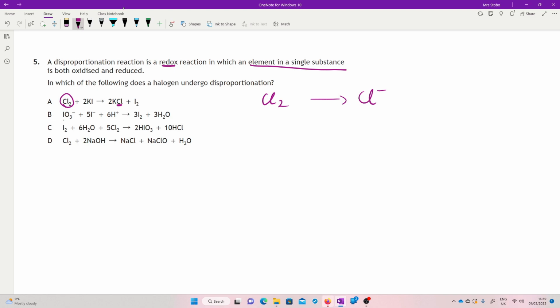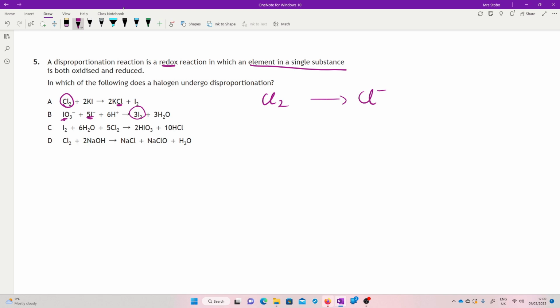So we've got here IO3 minus, so we've got an iodine in here, and we've got iodine as an iodide here, and we end up with iodine as its molecular. But the problem is here, it says it's an element in a single substance being oxidized and reduced, and these are not in a single substance, so that's not okay.